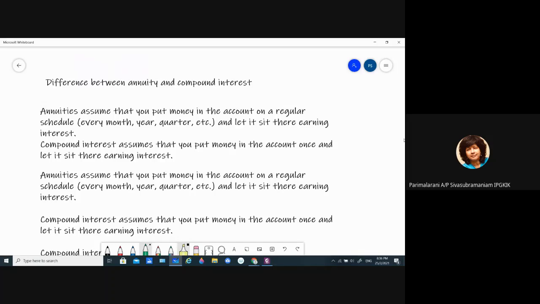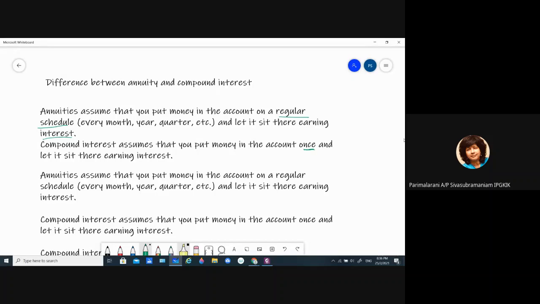Annuities assume that you put money in the account on a regular schedule, okay? Regular schedule, either every month, every quarter, every semi-annually, every year or something like that. And then you let the money sit there earning interest. But compound interest assumes that you put the money in the account once and let it sit there earning interest. So annuities, you put in the money regularly. Compound interest, one time. Once you put it in, you leave the money there.